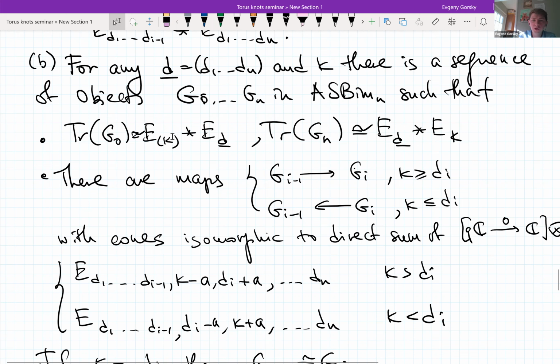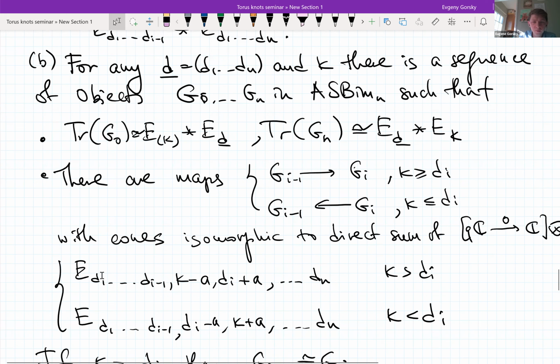And so we want to measure the commutator of E_K and E_D, but instead we write this. And then there are lots of intermediate objects, and there are maps between intermediate objects which go in different directions depending on if K is bigger than D_i or less than D_i. So if K is bigger than D_i, there is a chain map from G_{i-1} to G_i. If K is less than D_i, we have a map from G_i to G_{i-1}. And the cones are actually isomorphic to a direct sum of two copies of the following thing.